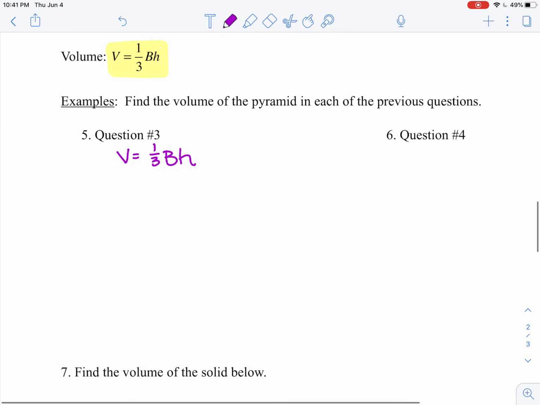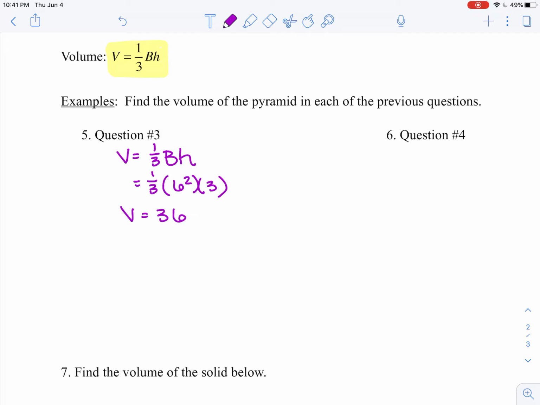So to find the volume, I'm going to multiply 1/3 times 6 squared times 3. And the volume of this pyramid is 36. That was in centimeters. And for volume, it should always be cubed. So 36 cubic centimeters.